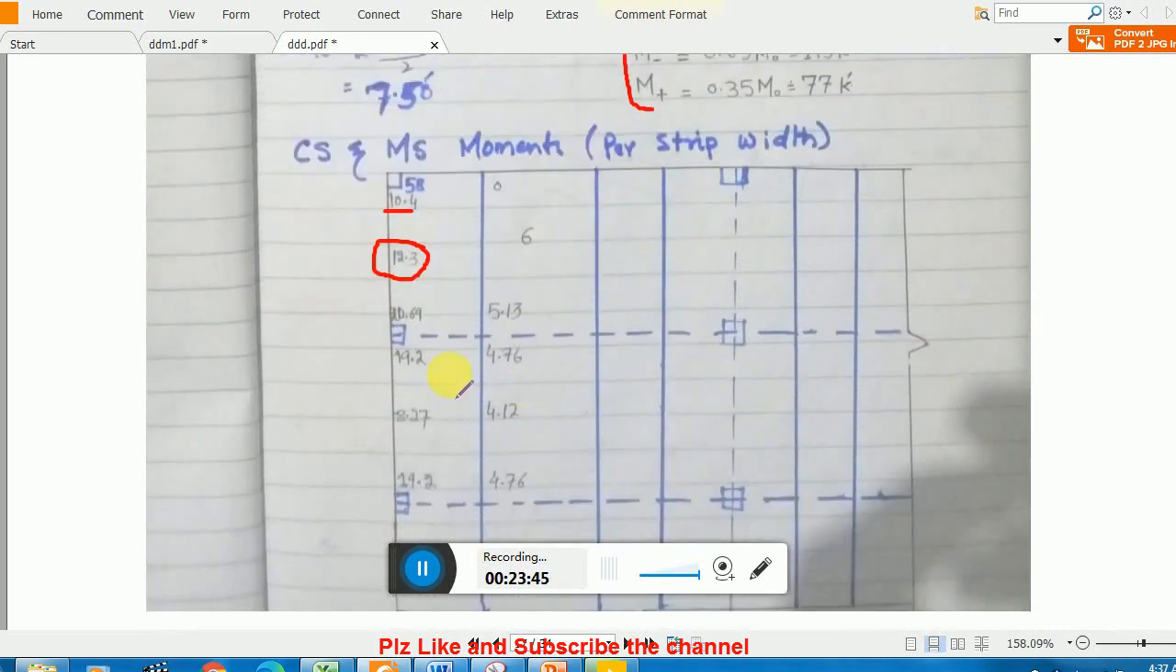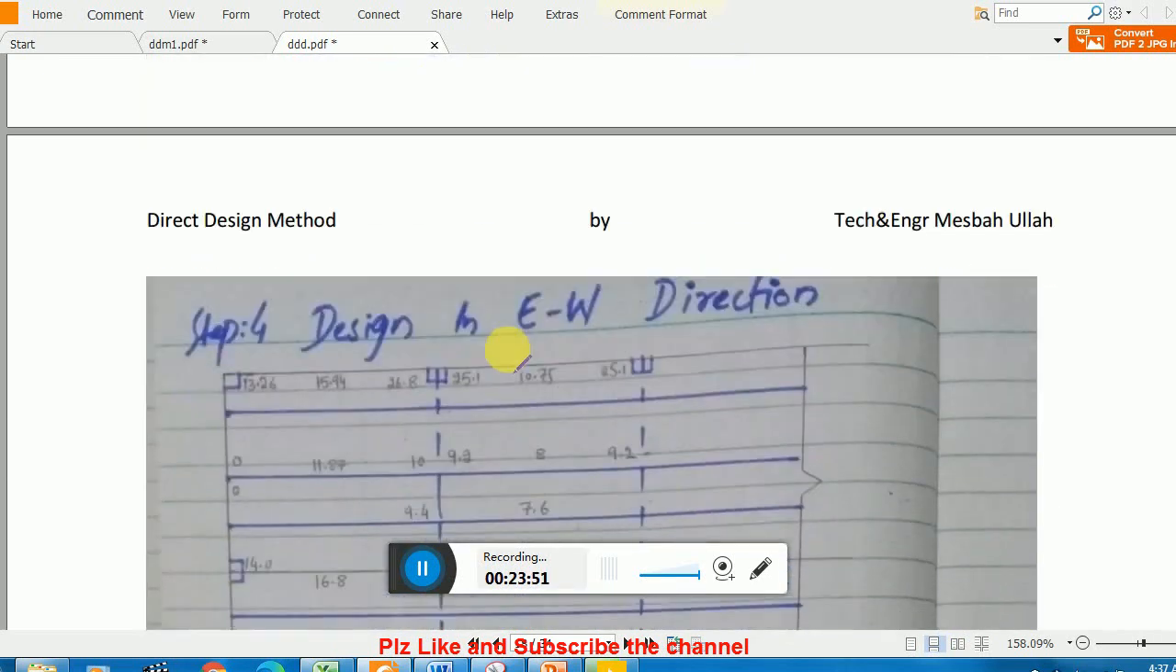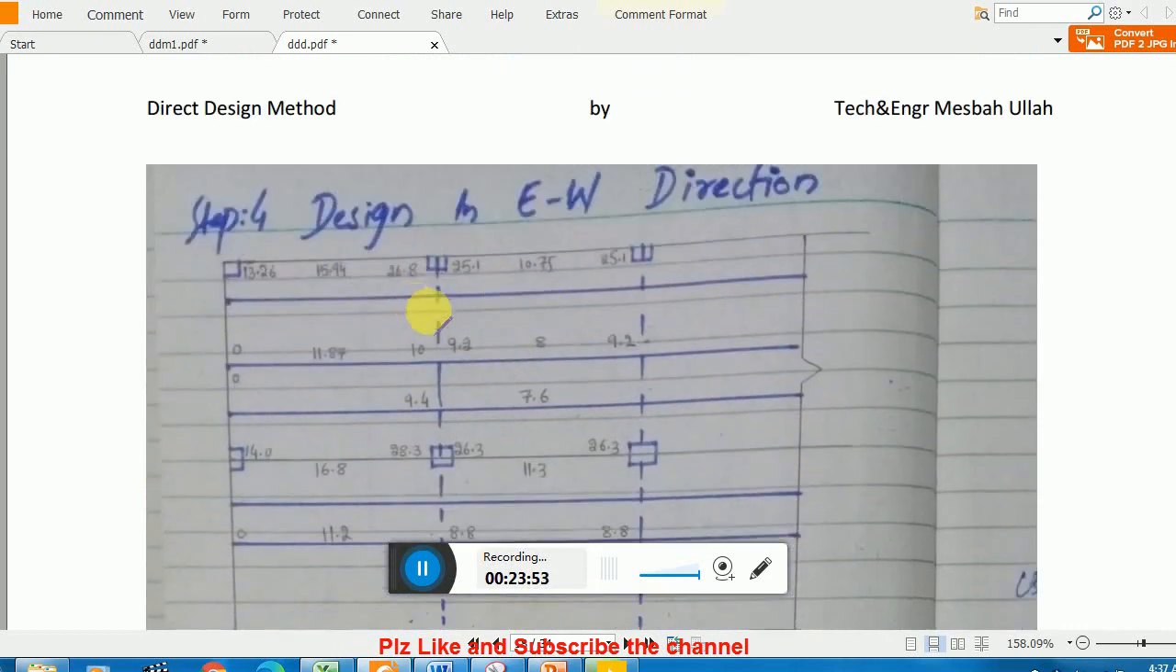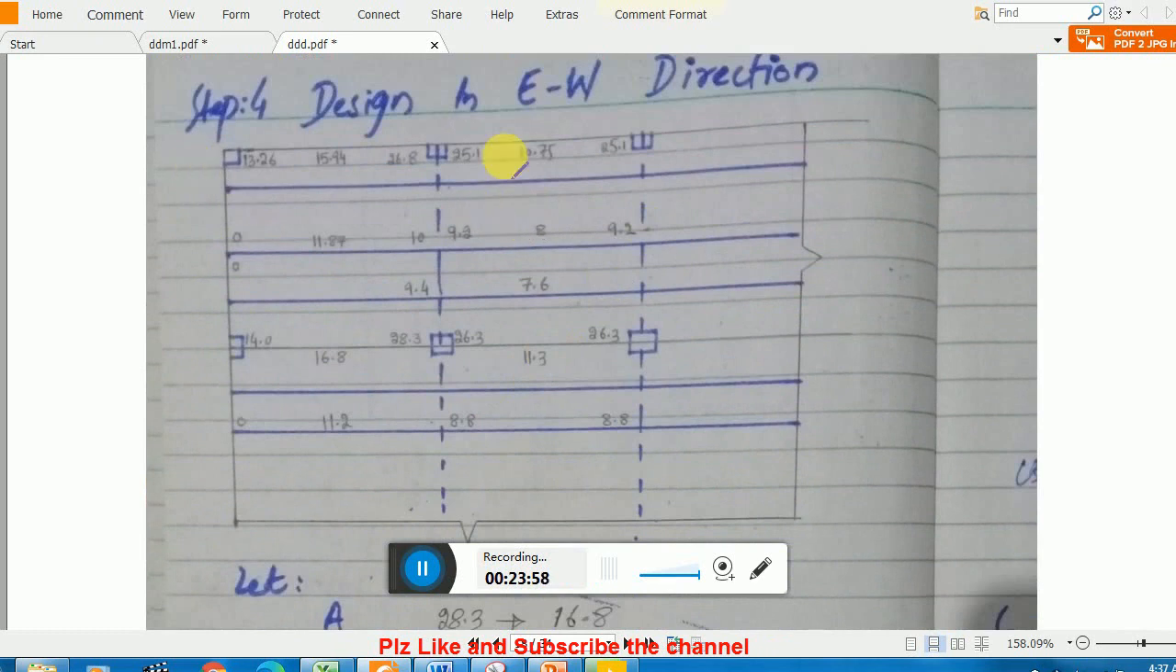This is not complicated, it is easy. You can do this. Then this is the last step, you can say the final representation of all movements as we did in the east-west direction. All the movements I already explained in lecture number 3.